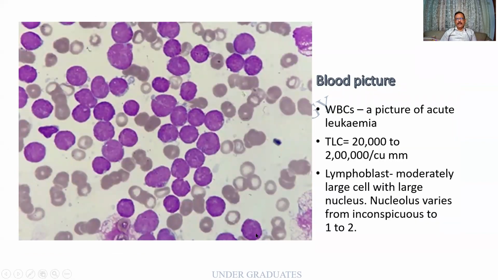So this is another picture of a lymphoblastic leukemia. In this one, I am finding that the blood is flooded with the blast cells. I need not do a differential count at all. Very easily, it is more than 90 to 95%.